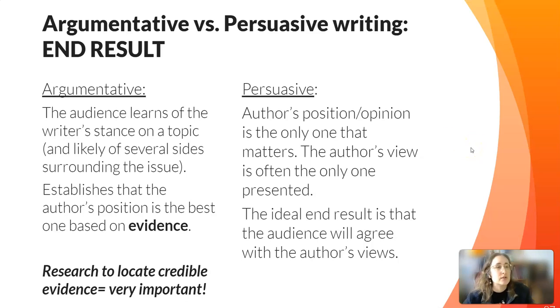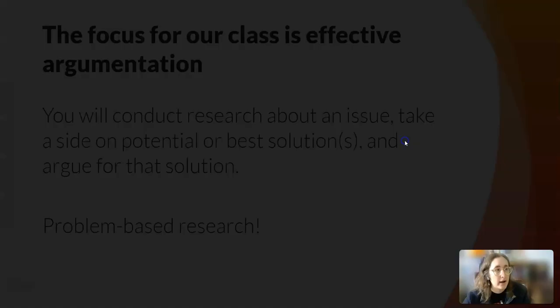And then finally is the end result for a persuasive piece. It tends to posit the author's stance as the one that's the most important, or it might even just give that as the only option. But the ideal end result is that the audience will agree with you, right? But in argumentative writing, that's not always the case. We're trying to get the audience to acknowledge that we are valid, this is a valid option, and you're giving the factual evidence as to why.